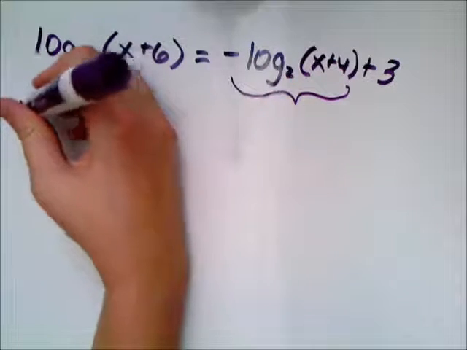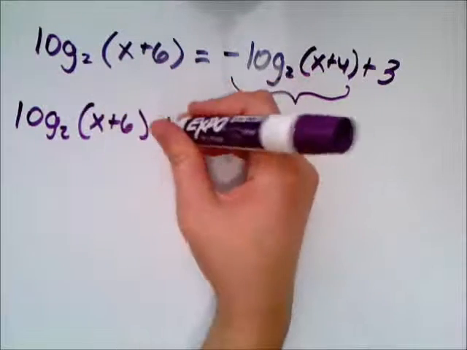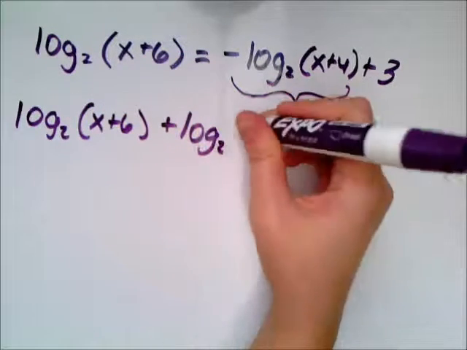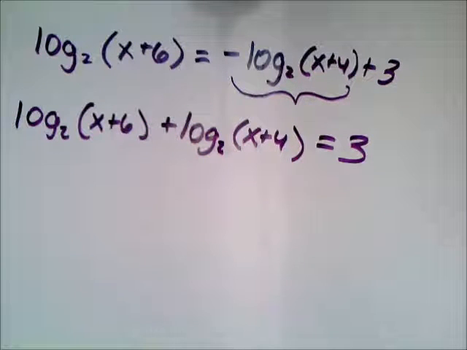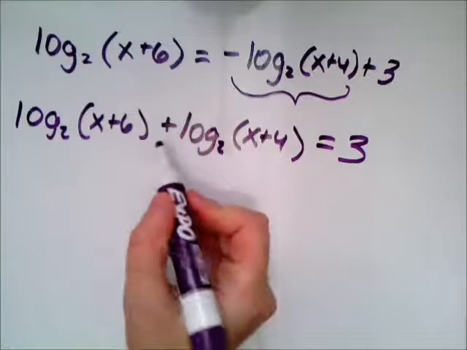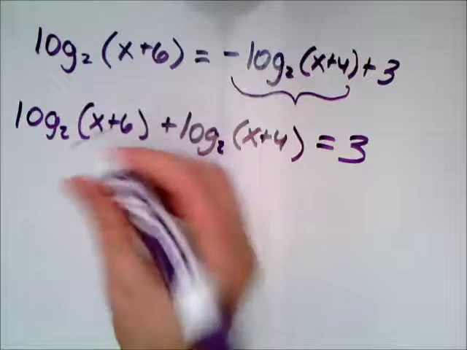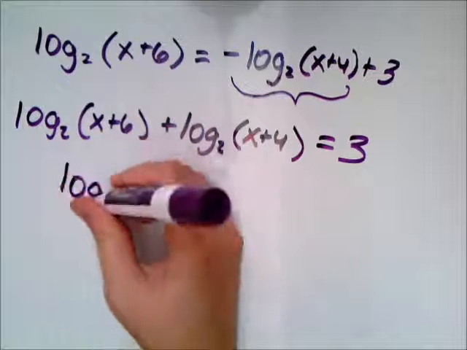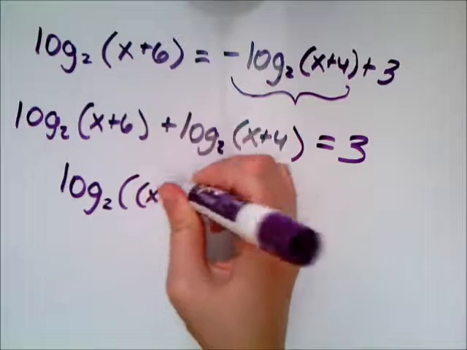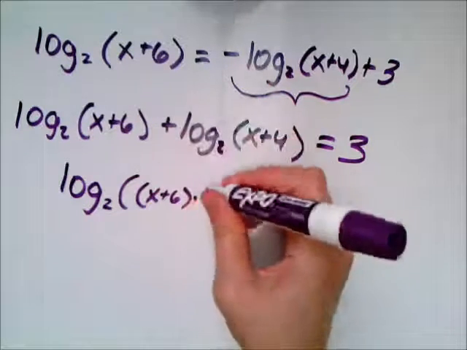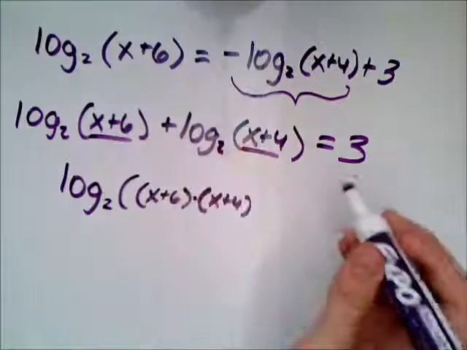So on the left now I'll have log base 2 of x plus 6, and then plus log base 2 of x plus 4, and just the 3 is left on the other side. Then remember from our properties of logarithms, if I have two with the same base and I'm adding them, if I combine it into one logarithm, addition is the same as multiplication. So this is log of x plus 6 times x plus 4. Doesn't matter what stuff's in there, it's this times this.